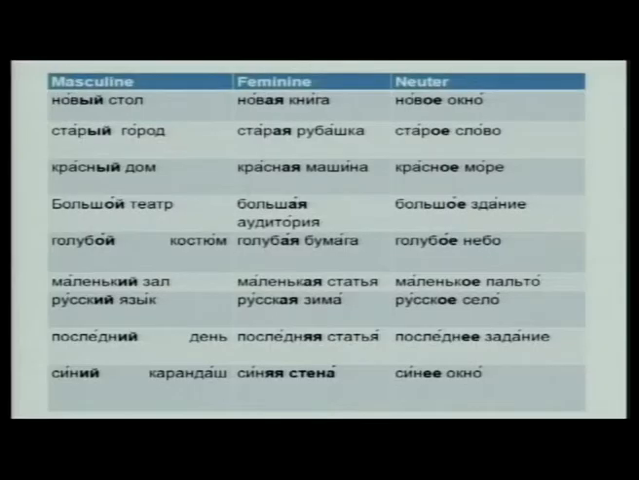Novy stol. Likewise, we have more such agreements in masculine gender. Let's learn: старый город, красивый дом, большой театр, голубой костюм, маленький зал, русский язык, последний день, синий карандаш.